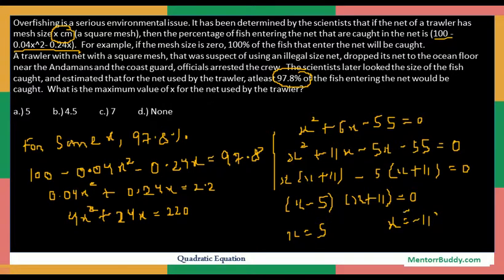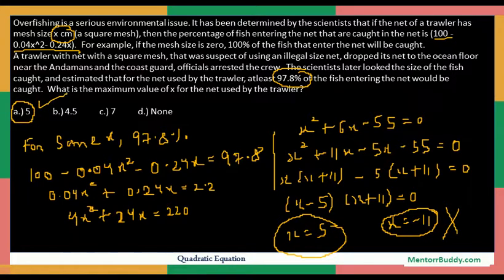Obviously the number of fish, or any quantity, can't be negative, so the correct answer is going to be x is equal to 5, and that is given as option A. So option A is going to be the correct option.